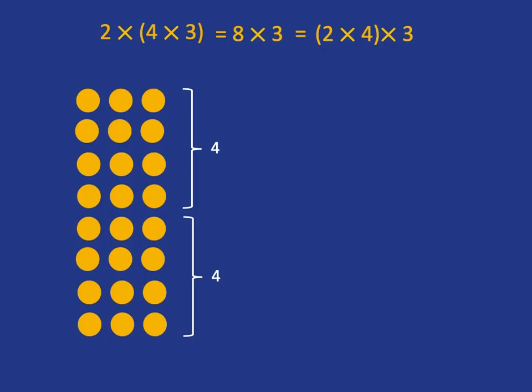What we're seeing here is it doesn't matter the order in which we do this multiplication. We can do 2 multiplied by 4 times 3, or we can first do the 2 multiplied by 4 and then multiply it by 3. This is called the associative law.